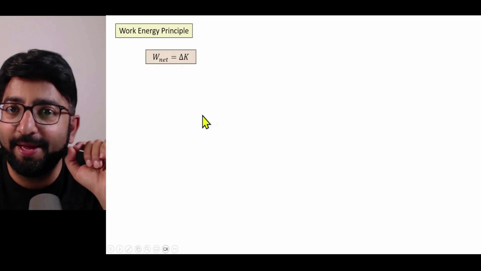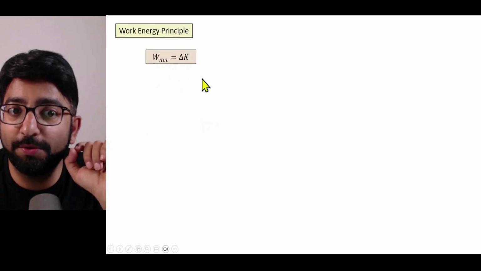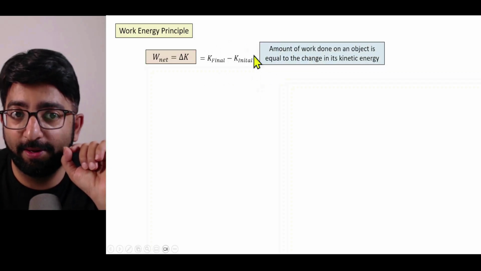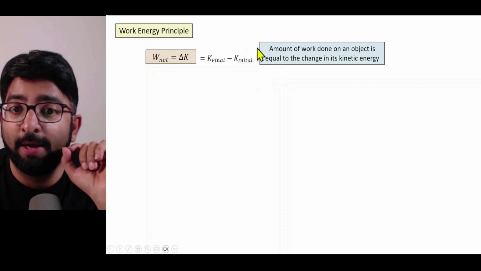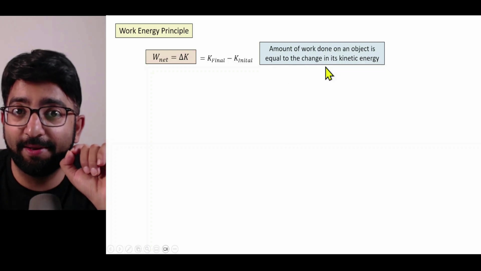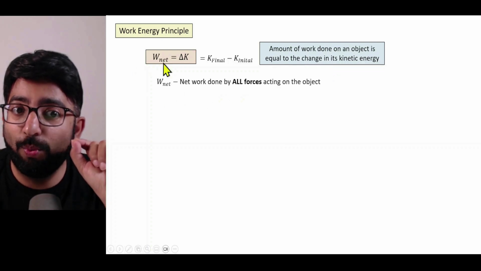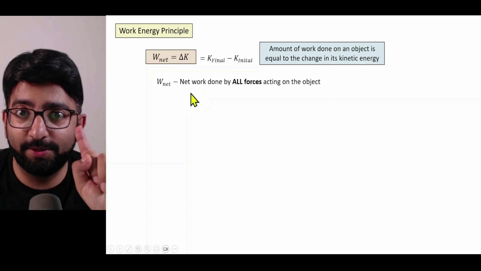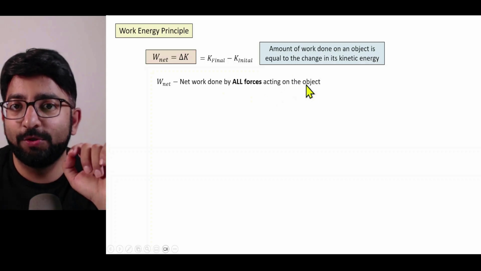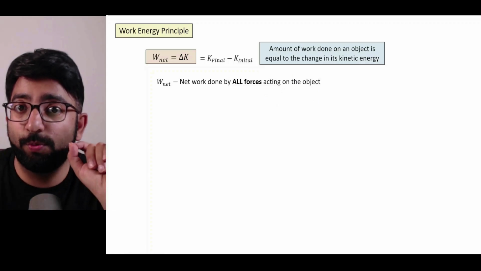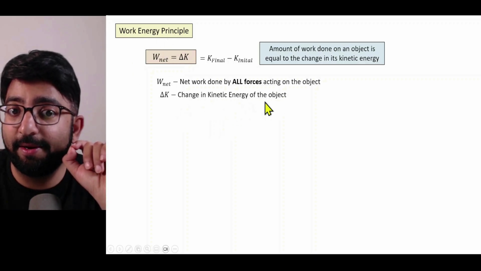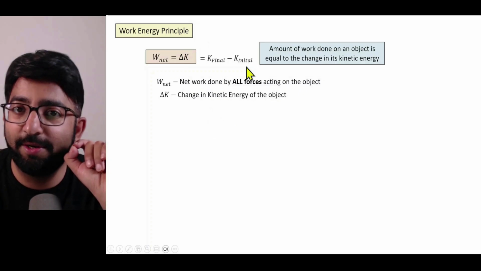Work energy principle. It states that the total work done is equal to the change in kinetic energy, which is final kinetic energy minus the initial kinetic energy. So, according to the work energy principle, the amount of work done on an object is equal to the change in its kinetic energy. But there is a catch. This work done is the net work done, first of all. So, it is the net work done by all the forces acting on the object. So, we have to incorporate every single force which is acting on the object. Delta K is the change in kinetic energy of the object, so that is final minus initial kinetic energy.